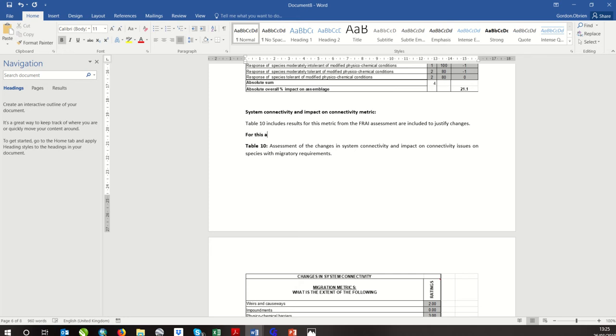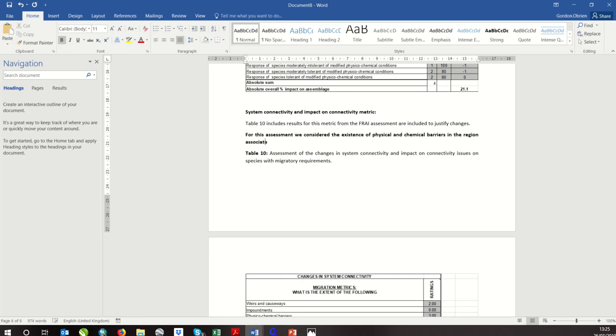For this assessment, we considered the existence of physical barriers and chemical barriers in the region associated with the site.